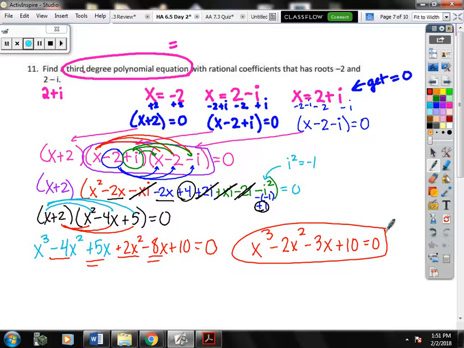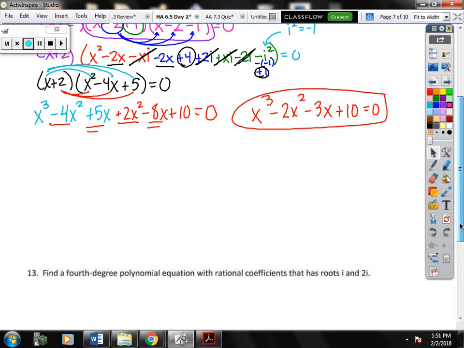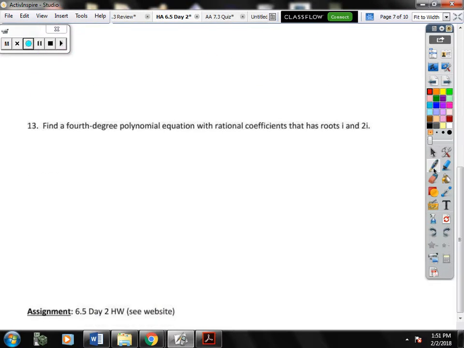Why don't we move down and do 13, because some of you may have run out of space anyways. 12 was kind of similar. 13 is actually a little bit easier because it doesn't have the 2 minus i, so that's going to be shorter. And some of your homework questions will be like this.